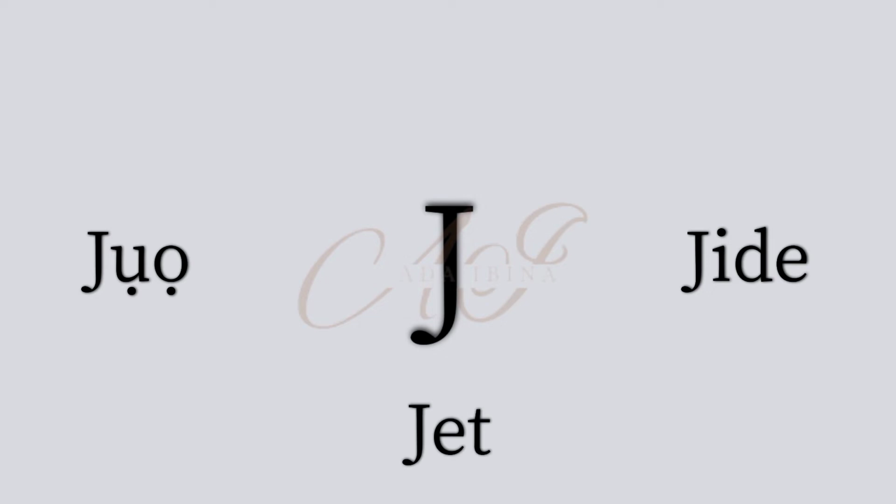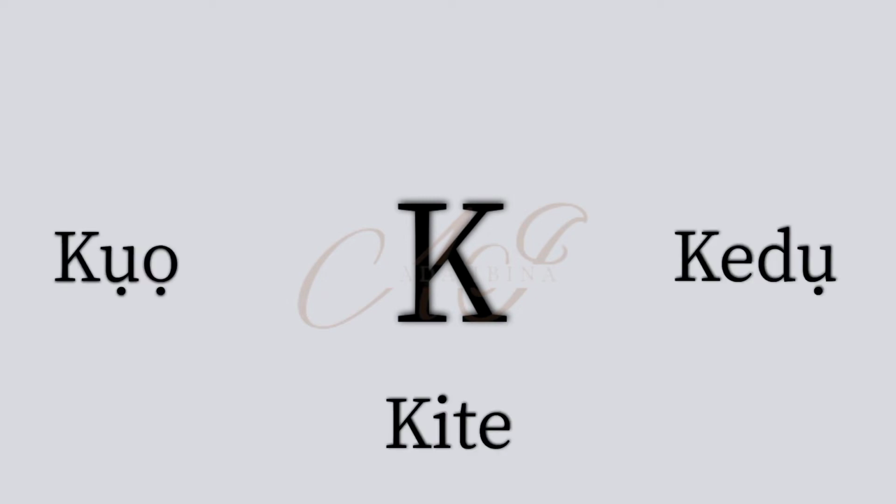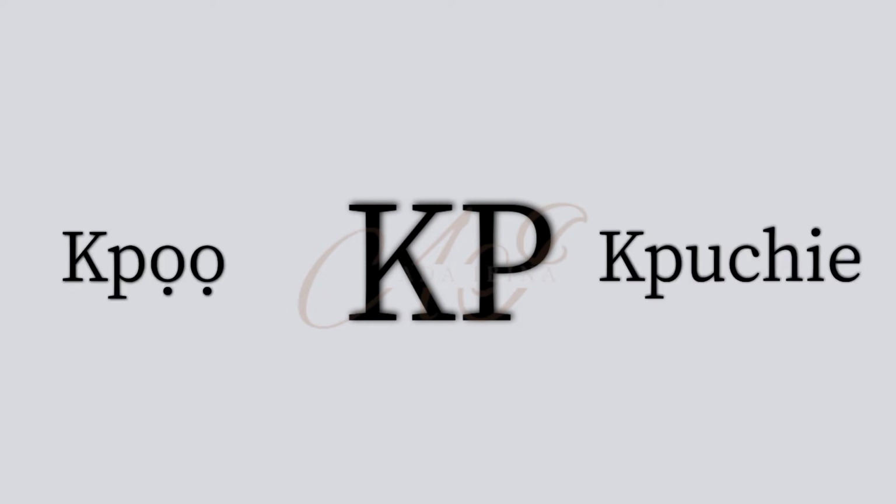J, jaw, jide, jet. K, ko, kedo, kite. P, bo, buche. Okay, there is no P sound in English, so we're just going to leave out the English word. All right, so we'll go to the next one.